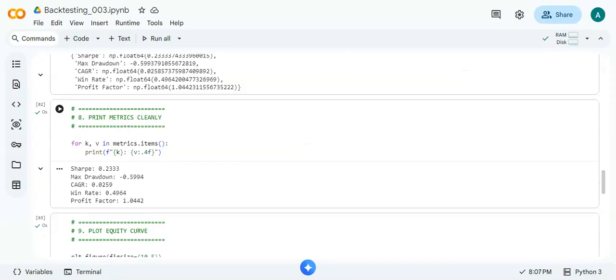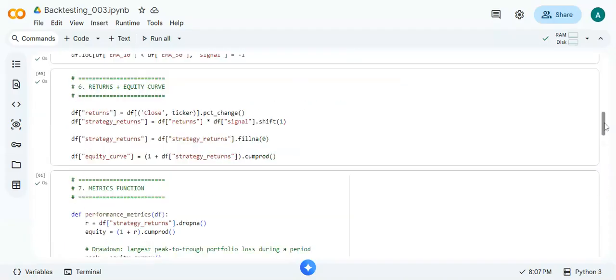As you can see, the Sharpe ratio here is just 0.23. Maximum drawdown is more than 50%, almost 60% of our initial capital lost at one point in time. This is huge, actually. Compounded annual growth rate is just 2.5%, quite low. Win rate is below 50, and profit factor is more or less around 1. So not bad, but not so good.